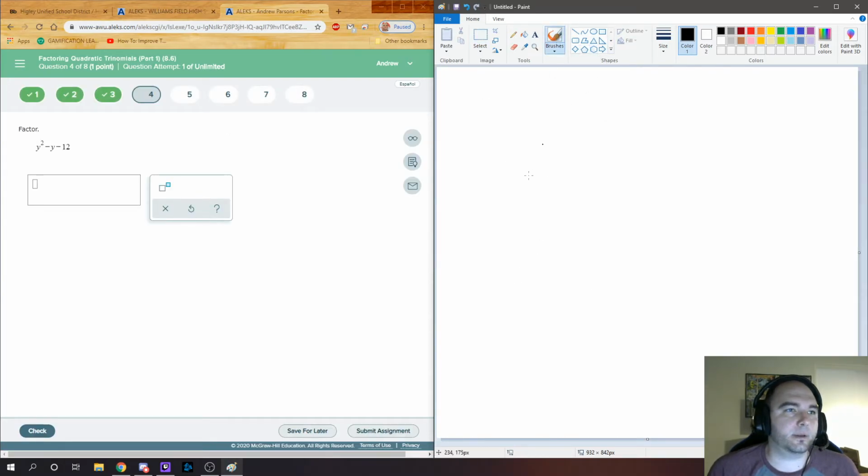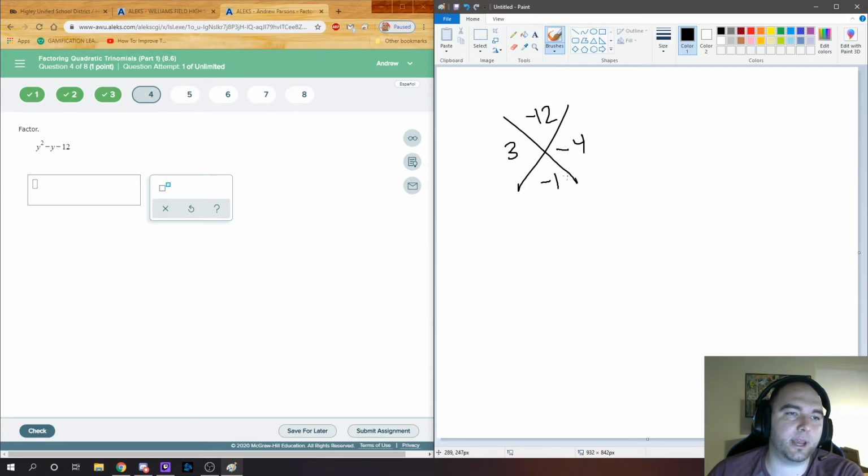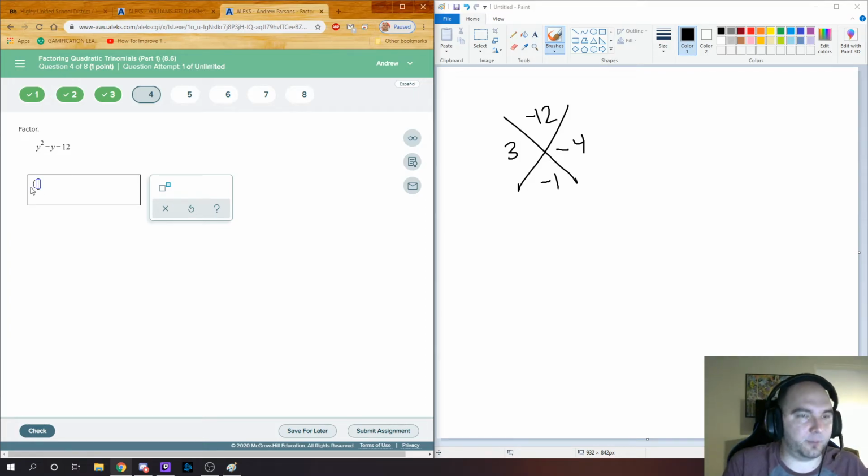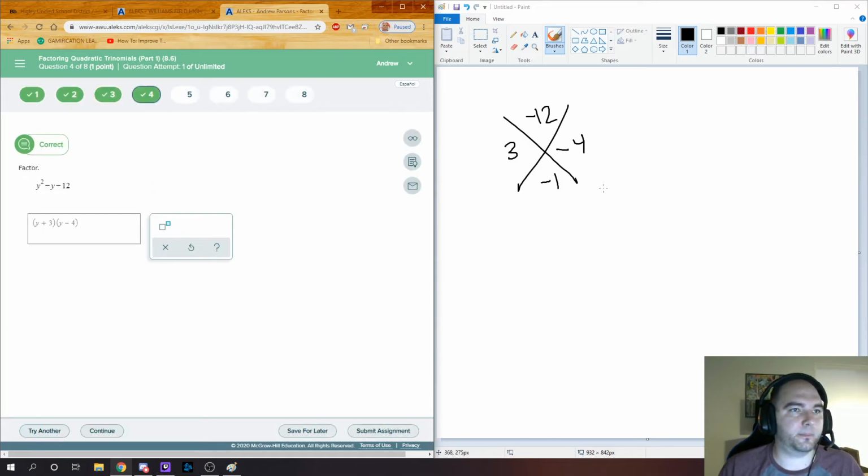All right. Here, I'll simplify on this one. I won't even write the problem out. What multiplies to make negative 12 but adds up to make negative 1? That would be a 3 and a 4 with a negative on the 4. So my answer would appropriately be y plus 3, y minus 4. Done. Next.